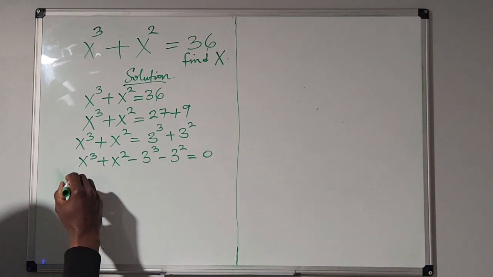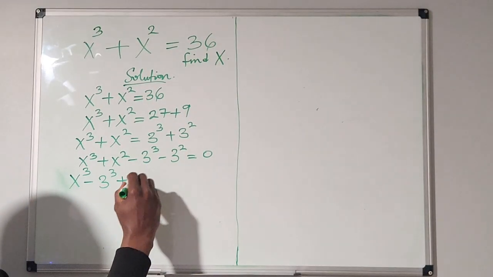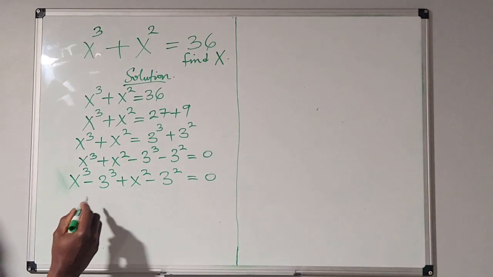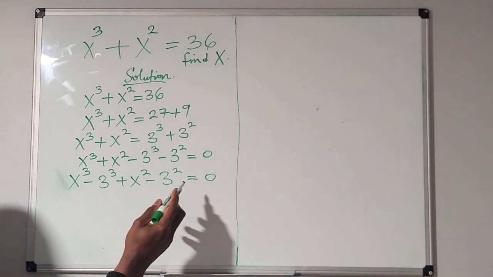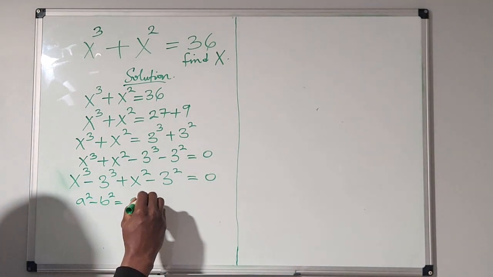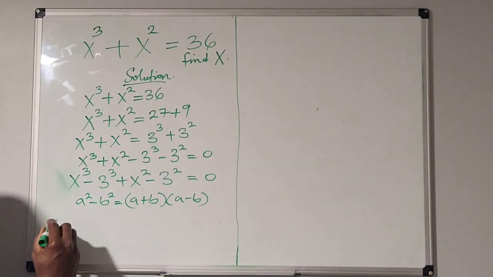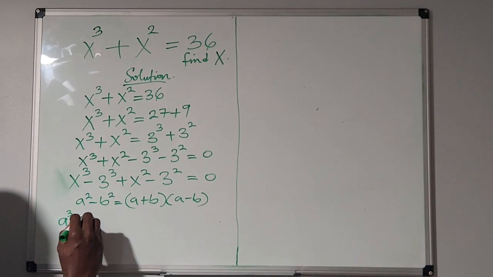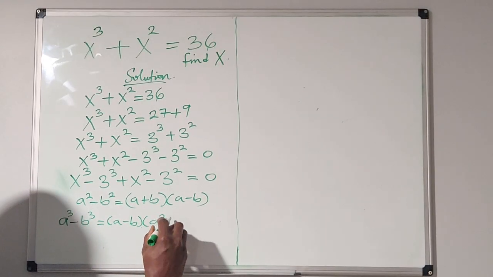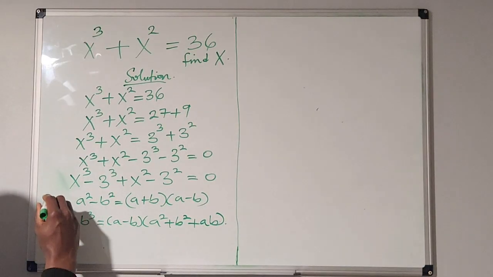And then we'll go ahead and collect the like terms. We have x cubed minus 3 cubed plus x squared minus 3 squared equals 0. So from here on, we'll employ the rules. We know that a squared minus b squared is equal to (a plus b)(a minus b). And we know also that a cubed minus b cubed is equal to (a minus b)(a squared plus b squared plus ab).